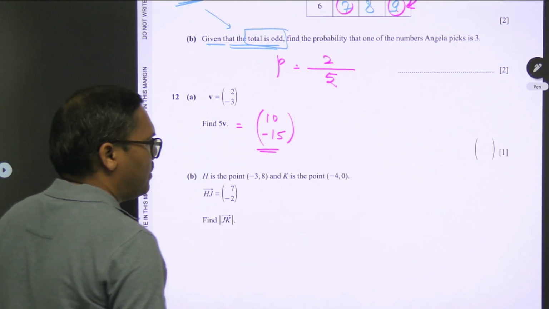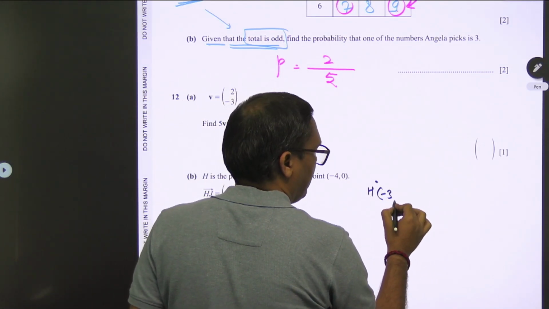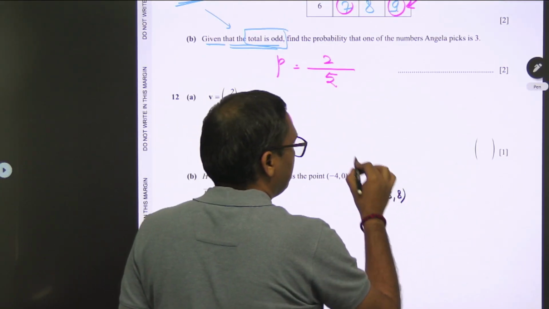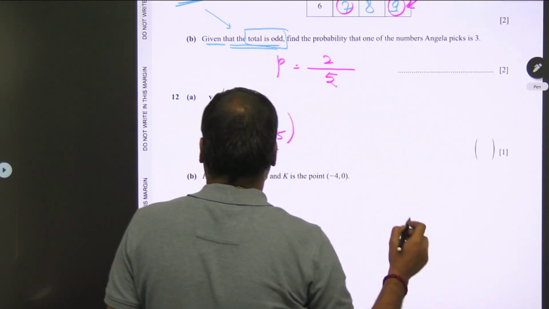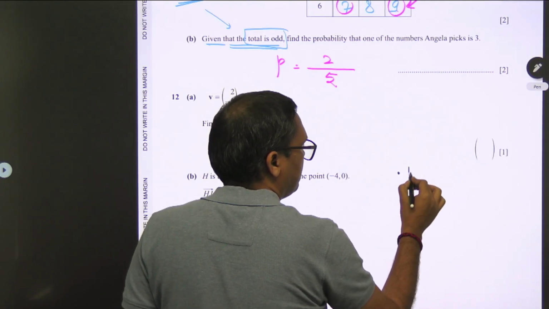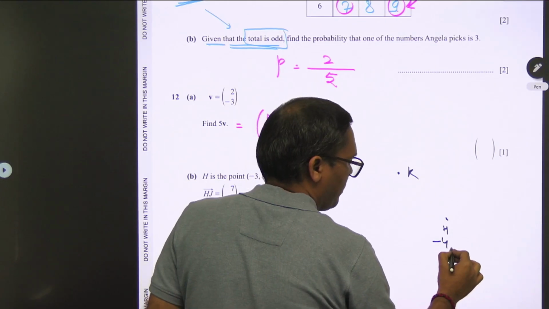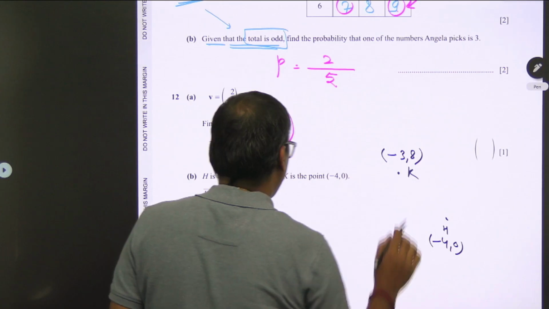Okay. So let's draw a diagram to understand this. Let's say this is H, which is minus 3 comma 8. I'm just randomly drawing a diagram just to show you. K is a point. So let's say this is the point K. Okay. So let's say this is K and this is, let's say this is H. H is minus 4 comma 0. K is minus 3 comma 8. These are the points.